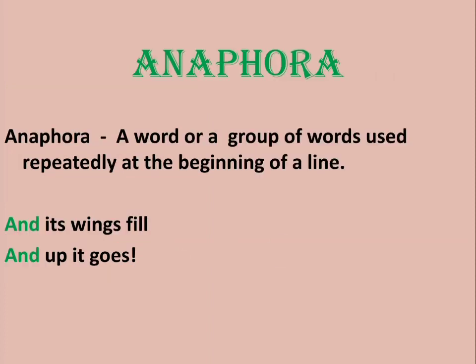Now, the next one is anaphora. A word or a group of words used repeatedly at the beginning of a line. So at the beginning of the line, you can see the words which are repeated. And its wings fill, and up it goes. So 'and' is repeated. So this is anaphora. Is this clear, children?